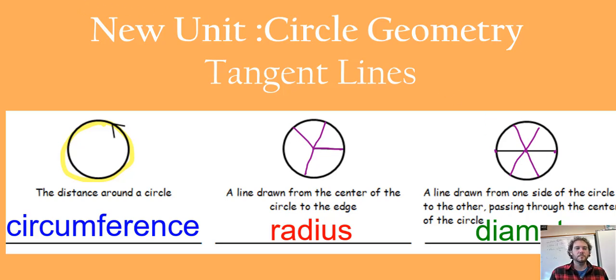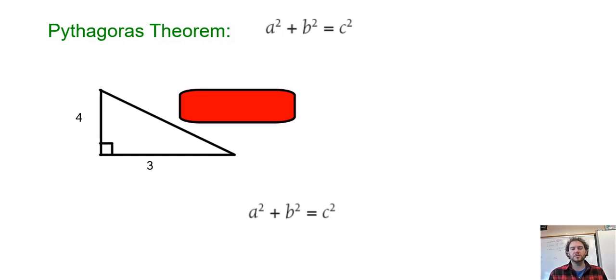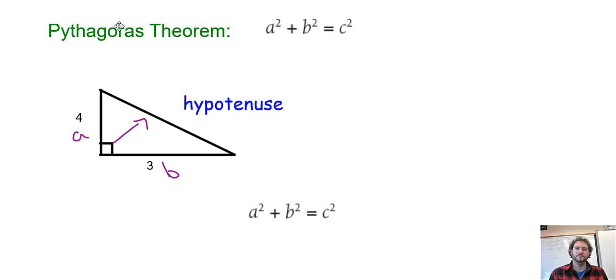Okay, so really quickly, before we get into circle geometry, let's just do a really brief review of the Pythagorean theorem, because we're going to need it here in a second. So the Pythagorean theorem says that a squared plus b squared is equal to c squared, where the legs of my triangle, the side lengths that are adjacent or beside that 90 degrees, are a and b, and the third side of my triangle, the one that is right across from that 90 degrees, is c, and that c has a special name. That name is the hypotenuse.